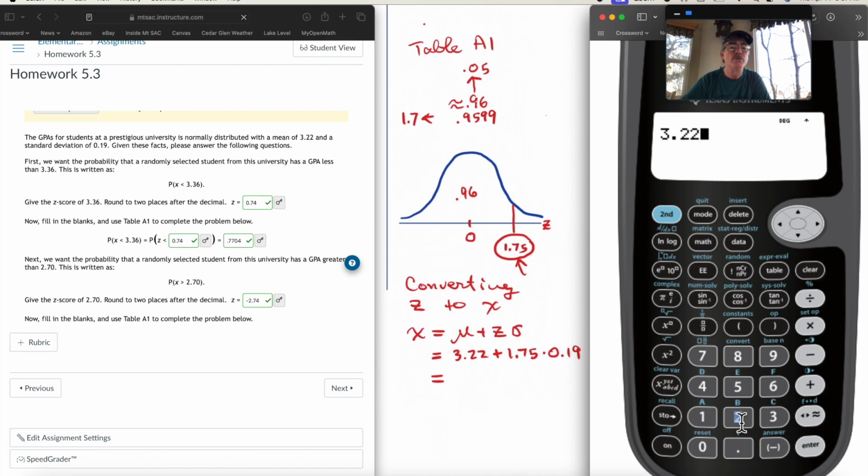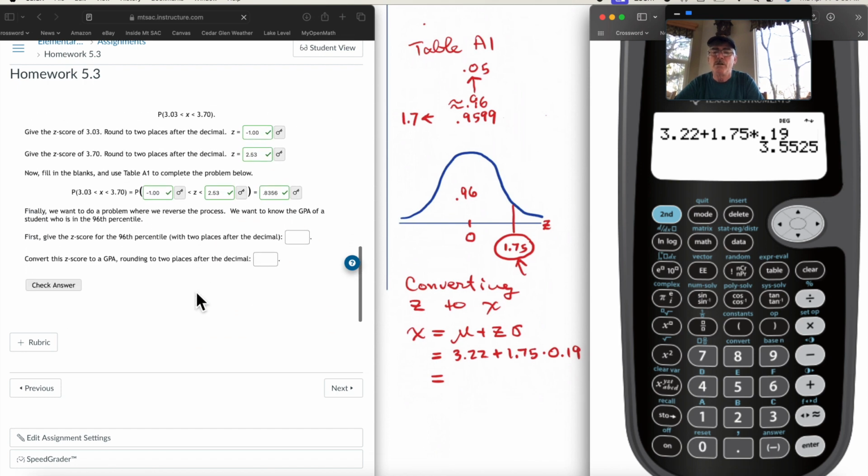So 3.22 plus 1.75 times 0.19. And so that's 3.5525, and over here it wants the GPA. First of all, the z-score is what it asked for first. So let's give that z-score. It was 1.75. That's good. And then the GPA, it says 2 places after the decimal, so we'll do 3.55 here.